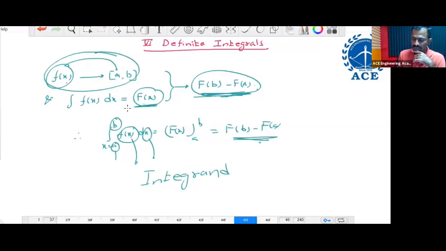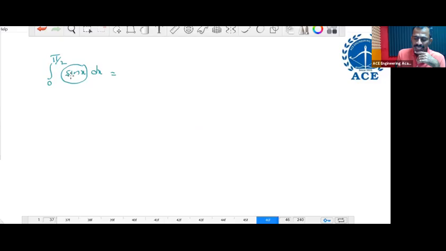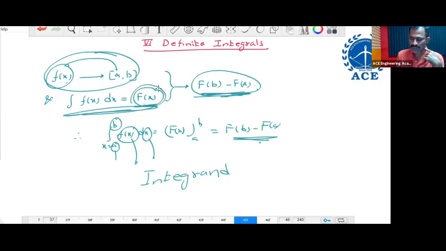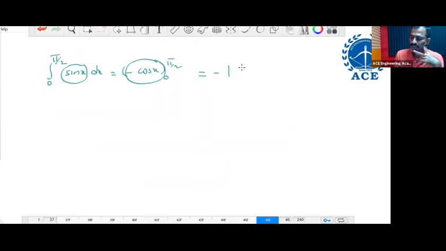Next, is integration possible? We check it. Integral of sin x is minus cos x, from 0 to pi by 2. That is, integration is possible. This second condition is also satisfied. The function is continuous and the integration is possible. That is why we can write the value of the integral. Such a value is the definite integral. Minus cos pi by 2 minus minus cos 0. This is the definite value of the integral.